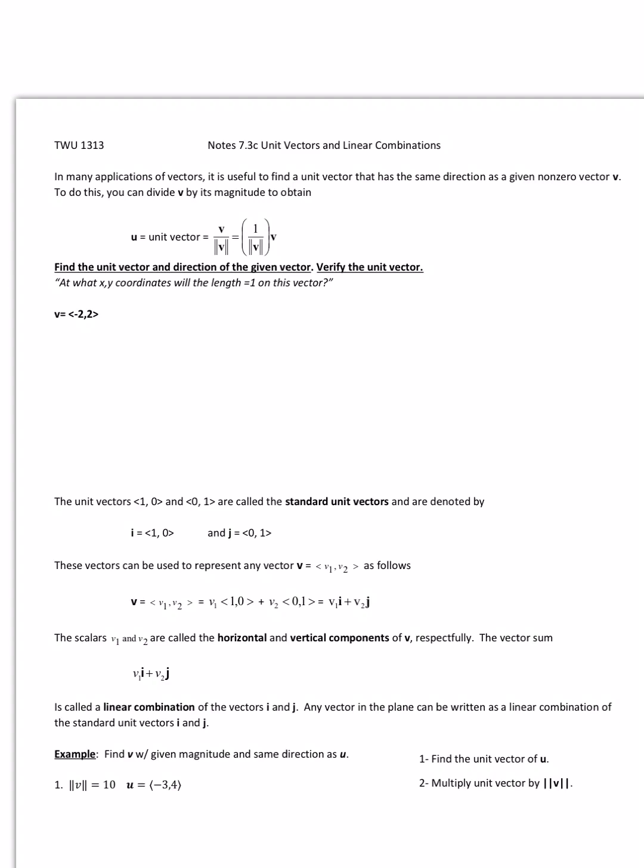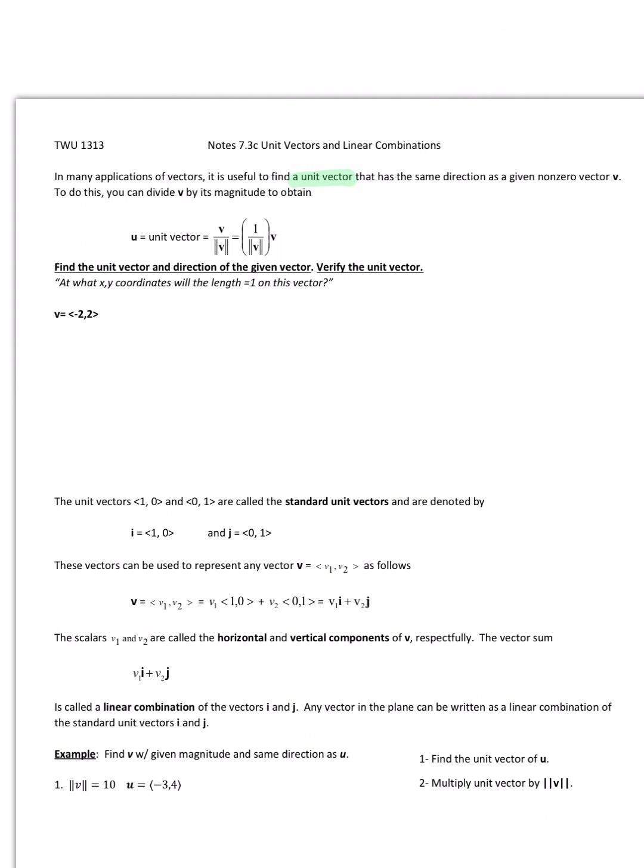All right, in 7.3c, we're going to talk about unit vectors and linear combinations. A couple new terms to us. A unit vector means it has the same direction as a given non-zero vector, and it has a length of 1. To do this, you can divide the vector by its magnitude to obtain its unit vector. What the heck does that even mean?